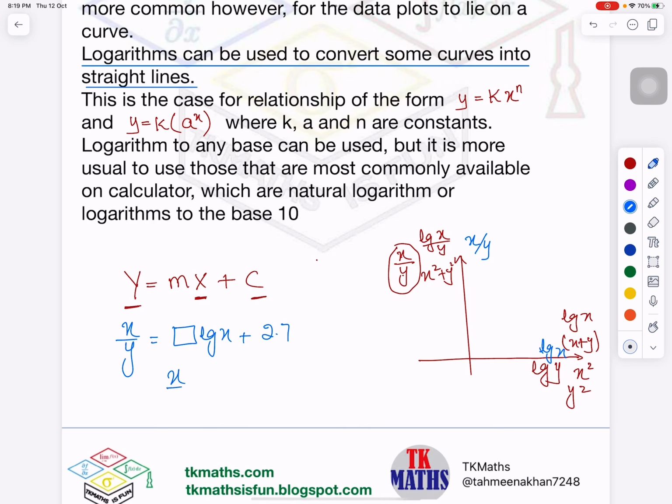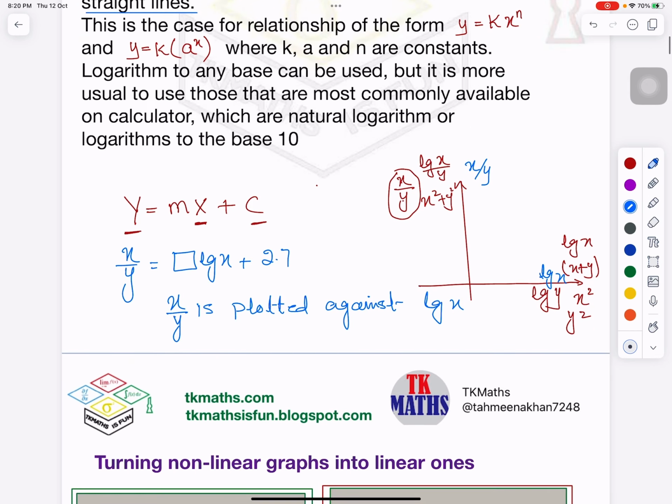So I can say x over y is plotted against log x. You need to understand this language and how to speak it, because it is written in word problems in the past papers. If I say x square is plotted against x plus y, you know what it means? It means on the y-axis you will have x square, and on the x-axis you will have x plus y.